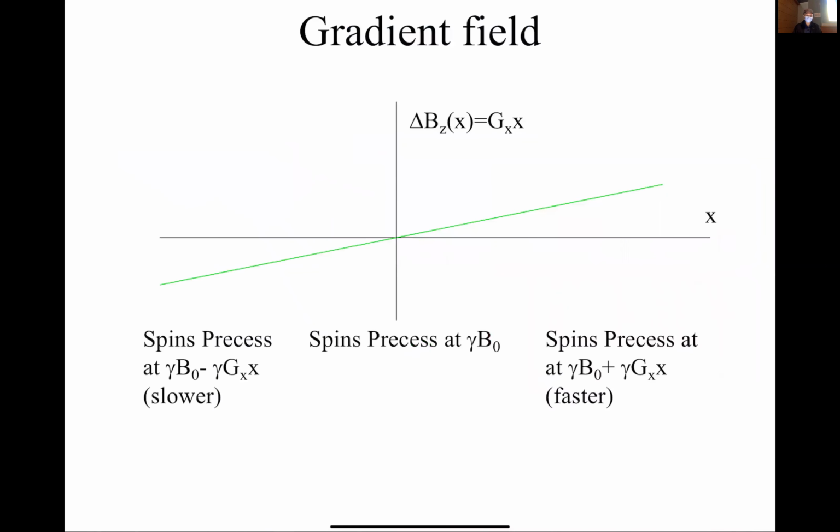Just to remind you what gradient fields are: we use these linear gradient fields to create linear variations in the magnetic field, such that... let me get this mouse working. Sorry, this doesn't seem to be working. There we go.